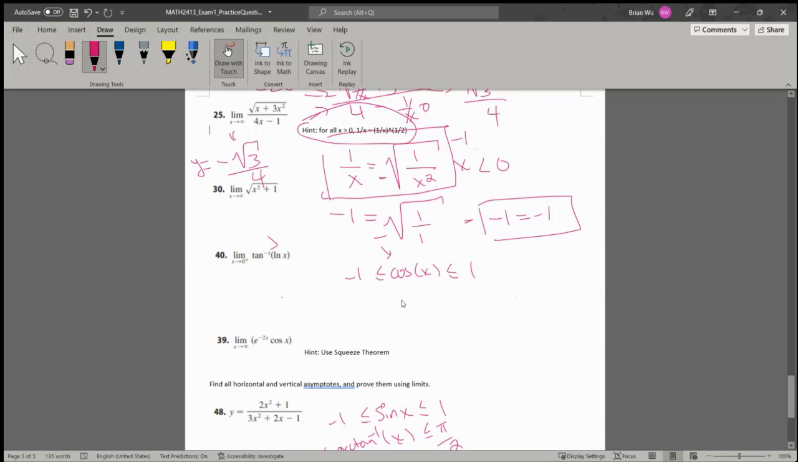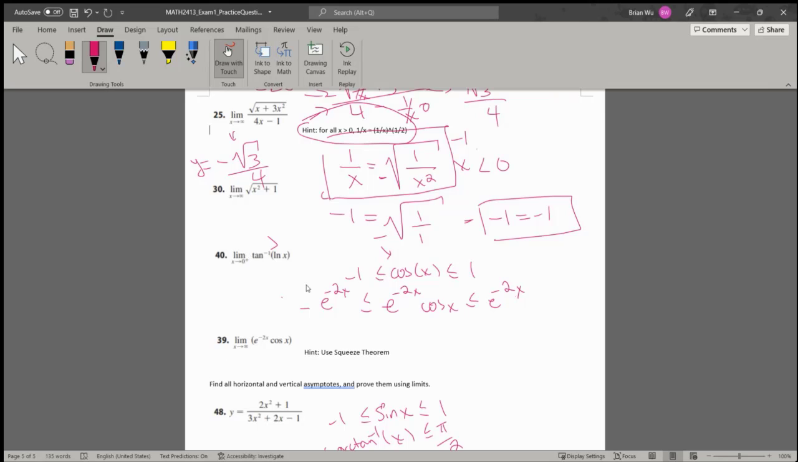So in order to transform this function, first we start with the inside. In order to make this cosine look a little bit more like this expression, we're going to multiply all the sides by e to the negative 2x. So this becomes negative e to the negative 2x is less than e to the negative x times cosine x. And this 1 becomes e to the negative 2x. So we have this inside.